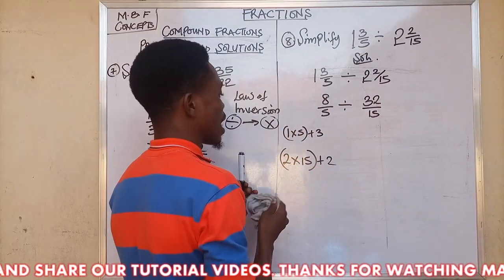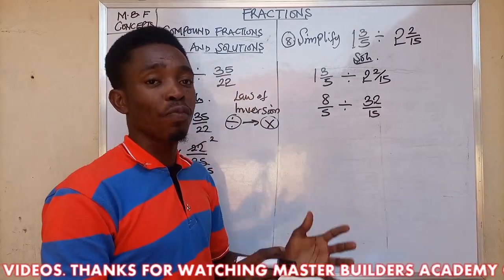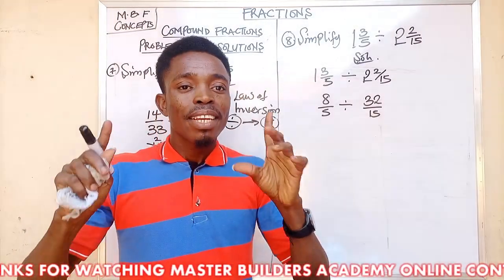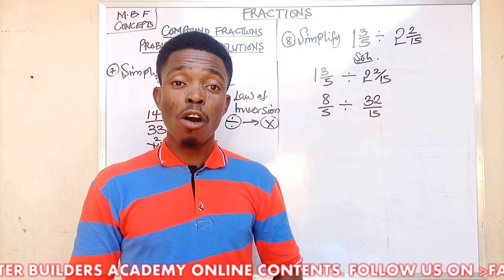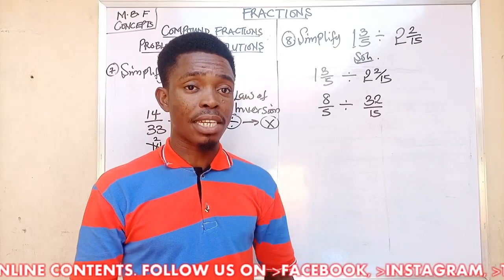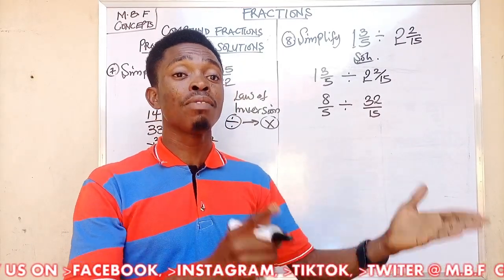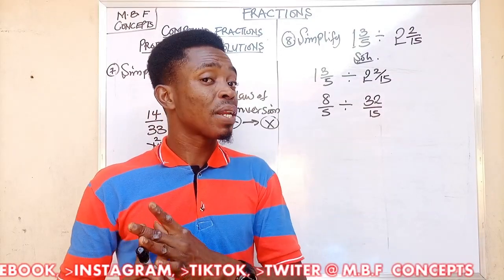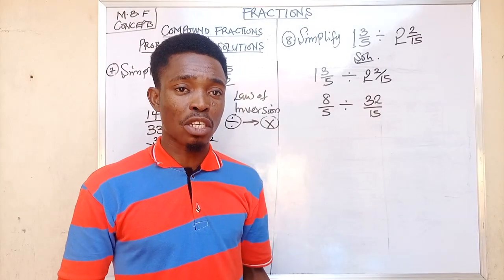Now the next thing we do, guys, is that we know that at this point, what we have between these two fractions is what? Division. And we must change division to multiplication because before we can reduce this compound fraction to a simple fraction, yes, we must use the what? The law of inversion, converting a division sign to a multiplication sign before we can reduce this compound fraction to a simple fraction. How do we do that?